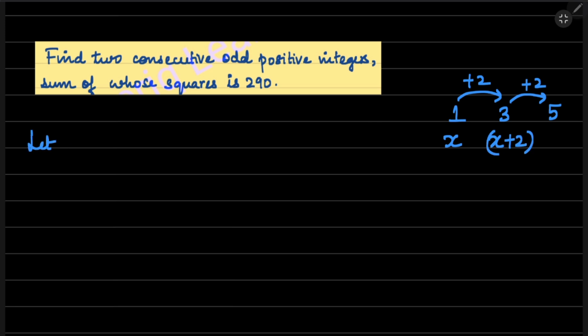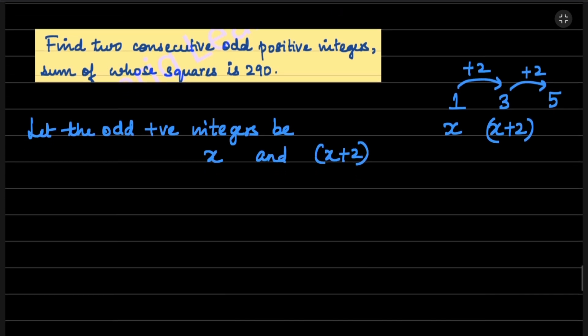So let the odd positive integers be x and x plus 2. Okay, so you have to find the two consecutive odd positive integers, sum of whose squares is 290. Okay, the sum of whose squares, that means x square plus x plus 2 the whole square equal to 290.